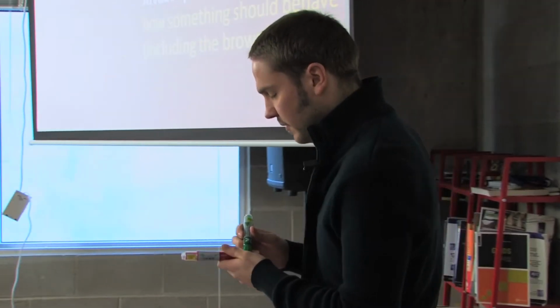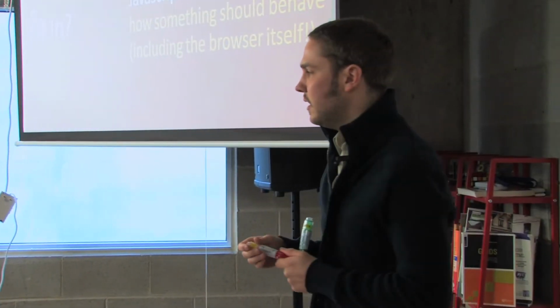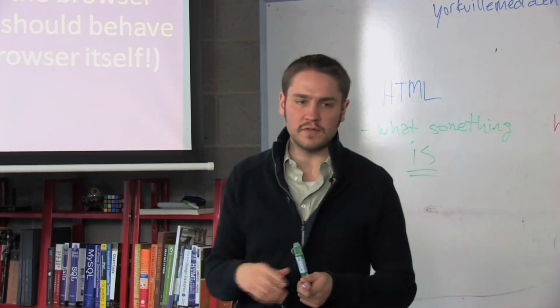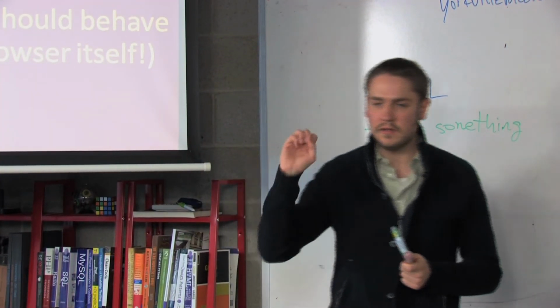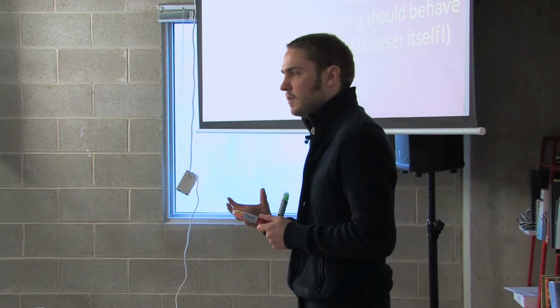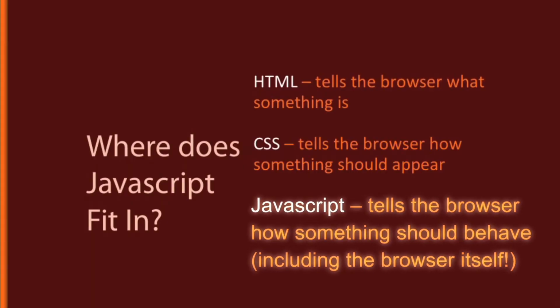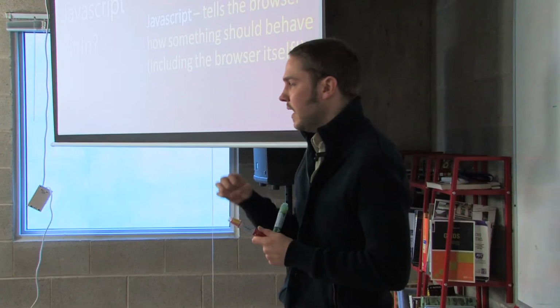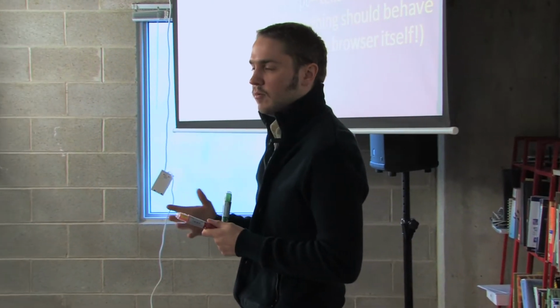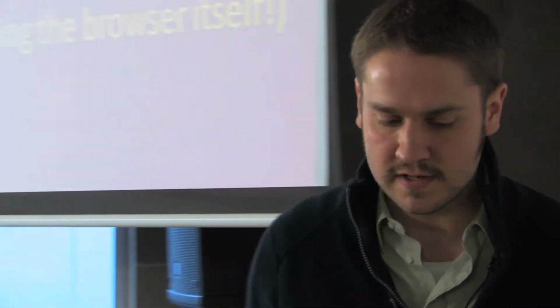Basically, any interface type of effect that you've seen online, more and more these days, especially for social networking sites such as Facebook and Twitter, those are generally governed by JavaScript. So JavaScript tells the browser how something should behave, including the browser itself. We can actually access aspects of the browser and basically tell the browser what to do. There are a lot of different plugins that we get. With JavaScript, you can build tools in addition to having interface effects.